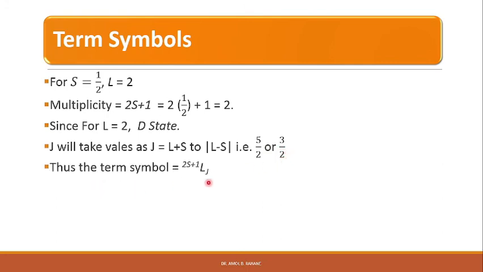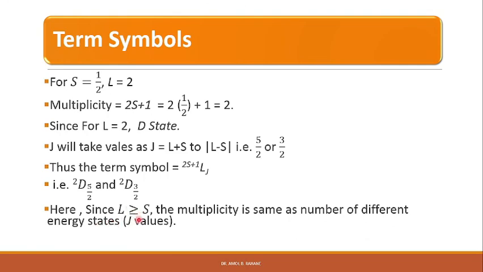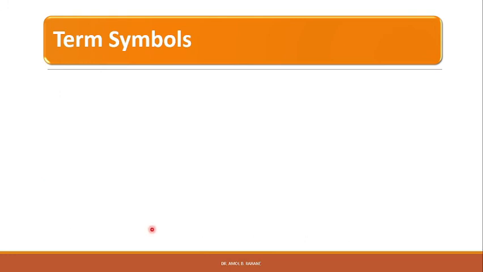Thus, the term symbol is equal to 2S plus 1, L, J. So that is 2D 5/2 and 2D 3/2, which are to be read as doublet D 5 halves and doublet D 3 halves respectively. Here, since L is greater than or equal to S, the multiplicity is same as the number of different energy states, that is J values.